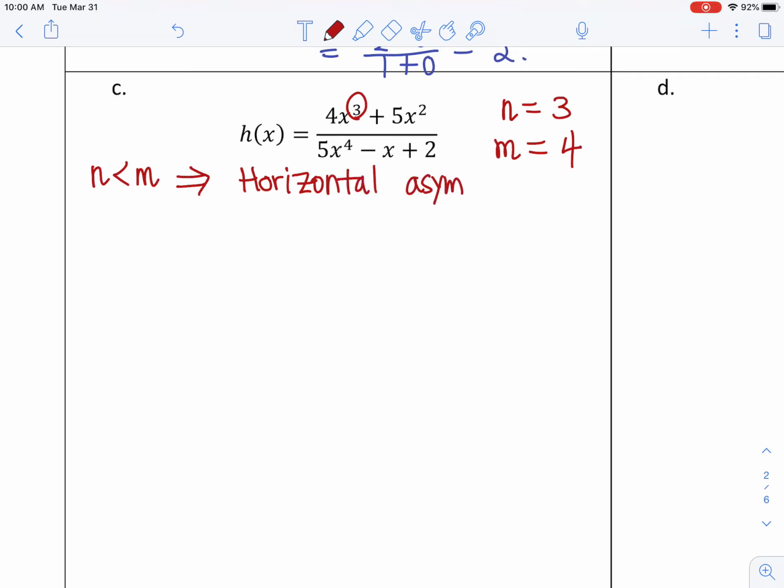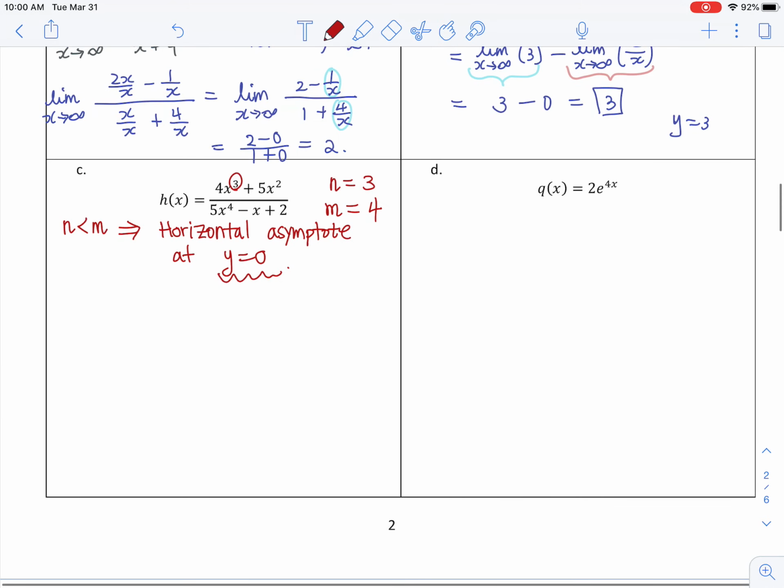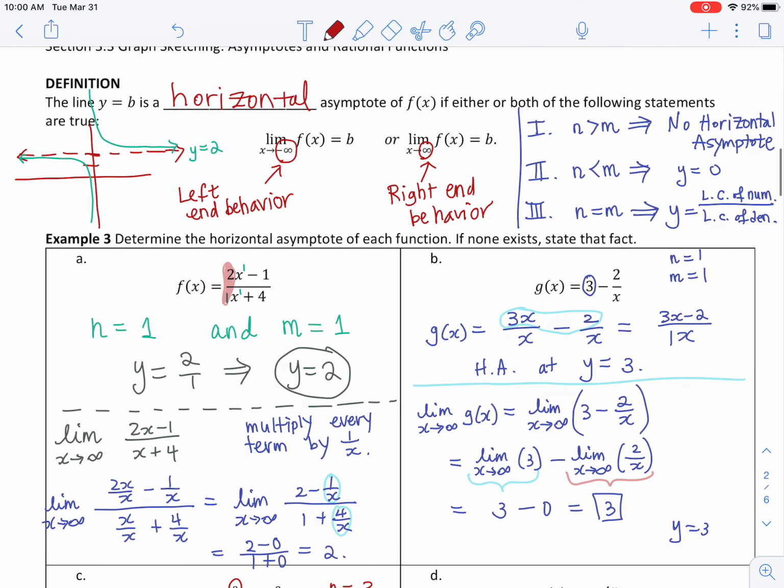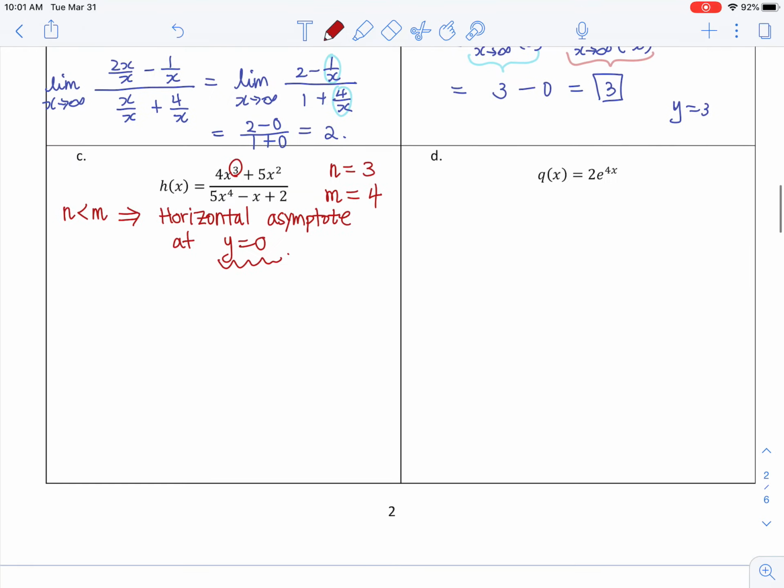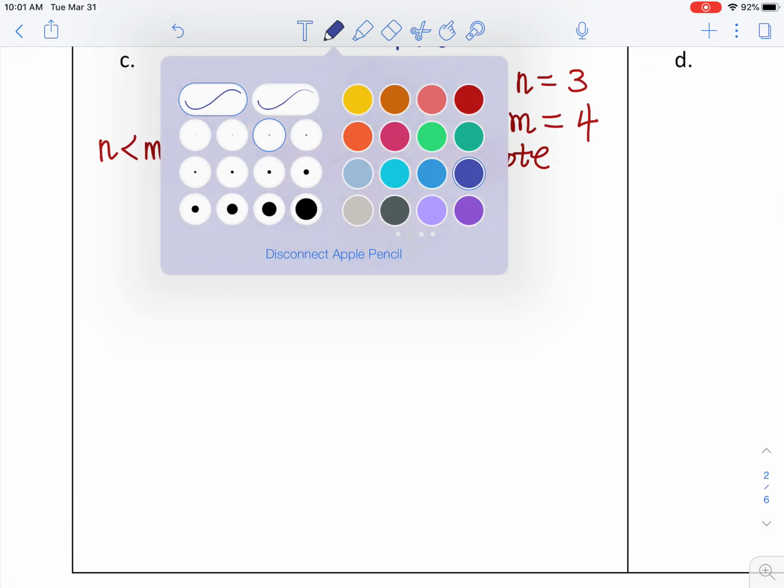a horizontal asymptote at y equals 0. So as simple as that, if you know all your cases, that's really enough. If n is less than m, then we have a horizontal asymptote at y equals 0. But you want to see why that's true? Yeah, let's see why.